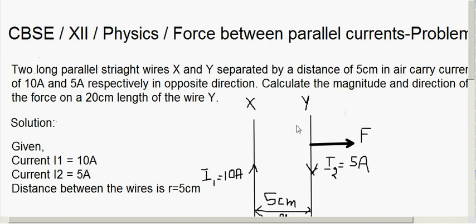Because we have seen that if two currents are in opposite direction, the force is repulsive in nature. Similarly, if two currents are flowing in the same direction, then the force is of attractive type. So remember, if two currents are flowing in the same direction, the force is attractive type, and if two currents are flowing in the opposite direction, then the force is of repulsive type. Hope you understood this problem.